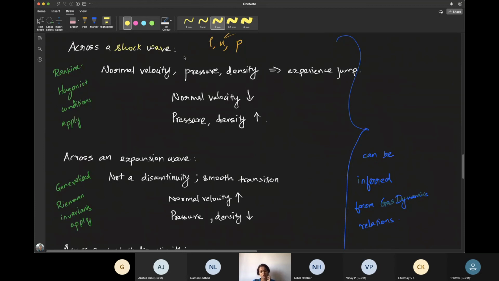So what all changes and how these variables change across each of these waves is what we are going to see now. So across a shock wave, all the three variables, velocity, pressure and density, will experience a jump, and normal velocity will decrease and pressure and density will increase. That is, when you have a shock wave, consider it to be steady, okay? And you have some movement across the shock wave.